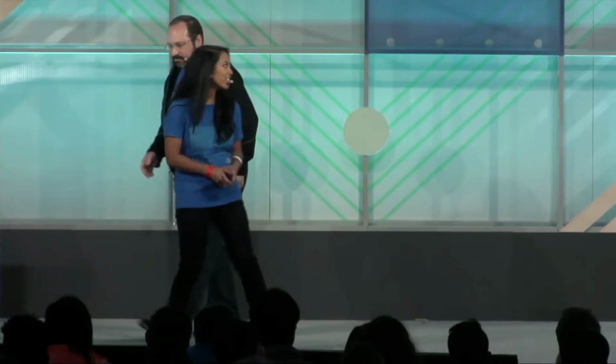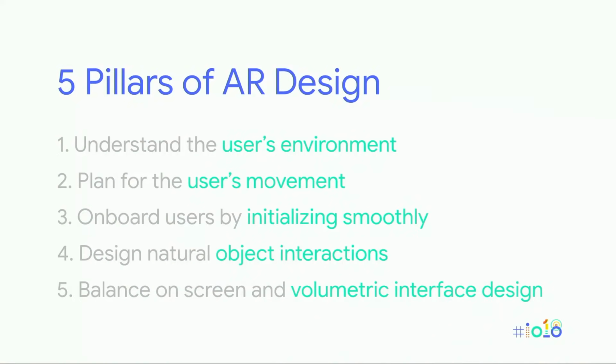All right, so we've gone through the 5 pillars of AR design, which again include understanding the user's environment, planning for users' movement, onboarding users by initializing smoothly, designing natural object interactions, and balancing on-screen and volumetric interface design. And again, this framework, we believe, will help anybody get started with creating apps that everybody can enjoy.